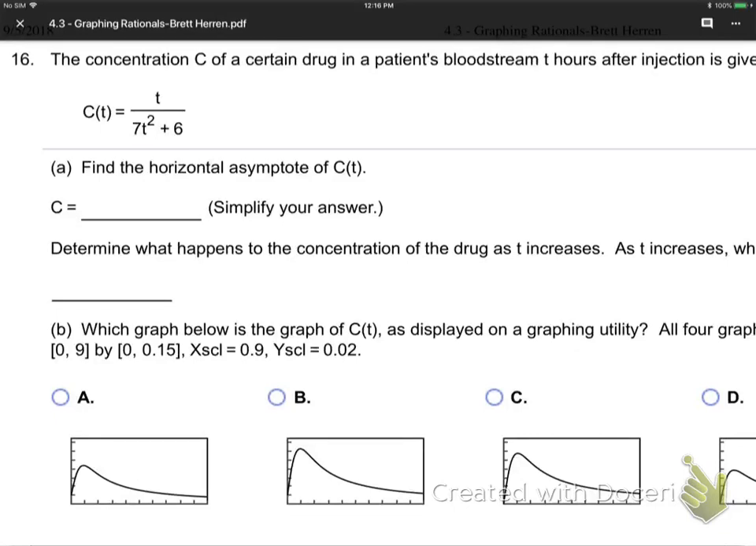Math gets real. So here we are. Here's a medical. So 4 real problems in a row. This is a medical problem. It's C of t. The concentration of a drug in your bloodstream is t over 7t squared plus 6. The concentration at a certain time.